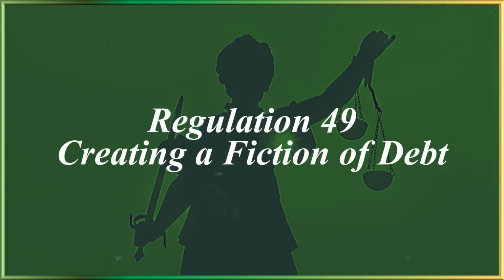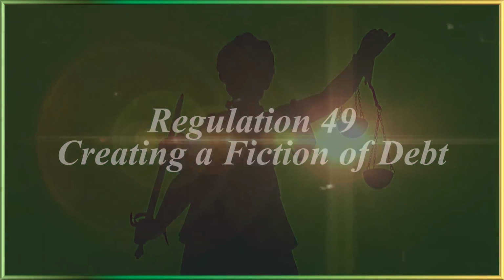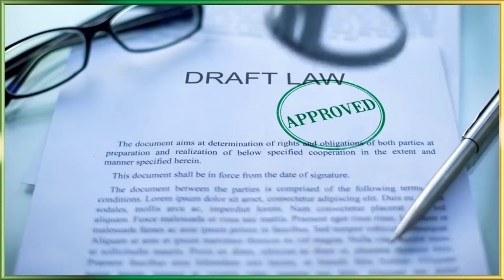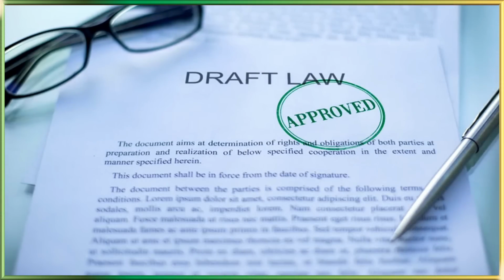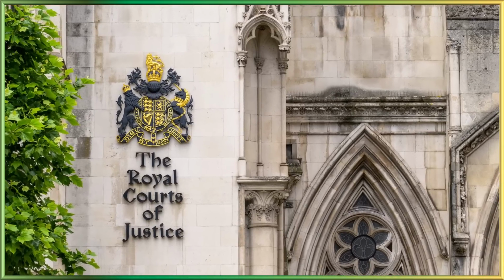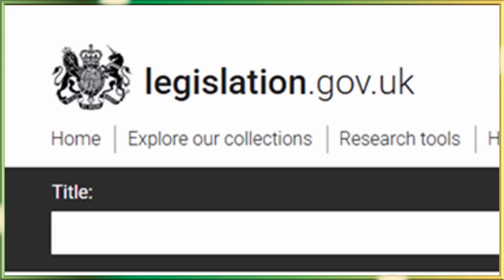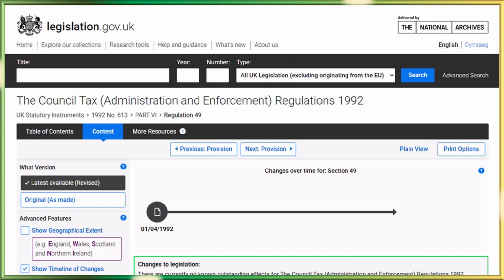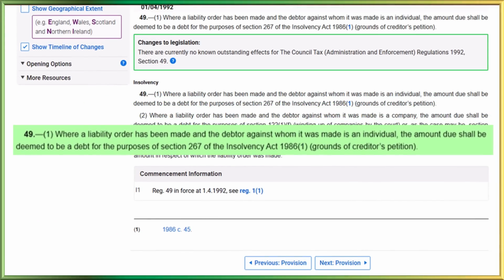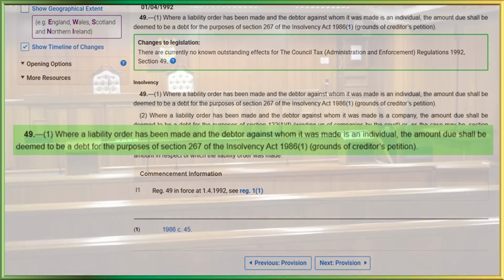Regulation 49, creating a fiction of debt. Once a liability order has been obtained through the Magistrates Court, an administrative court, not a court of record, Regulation 49 comes into effect. Regulation 49, subsection 1 states, where a liability order has been made and the debtor is an individual, the amount due shall be deemed to be a debt for the purposes of Section 267 of the Insolvency Act 1986. This is a critical legal device.